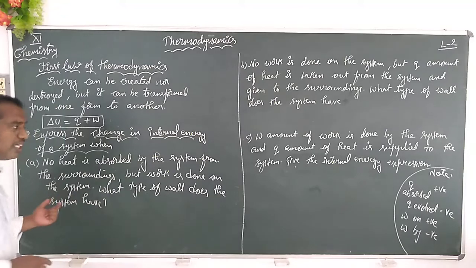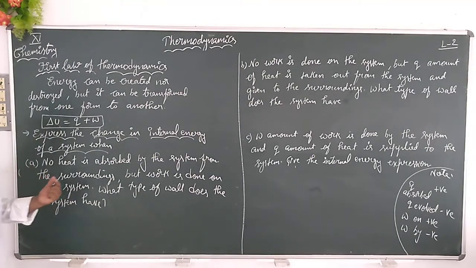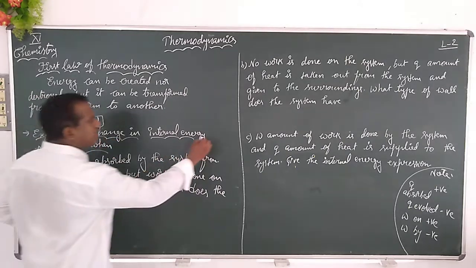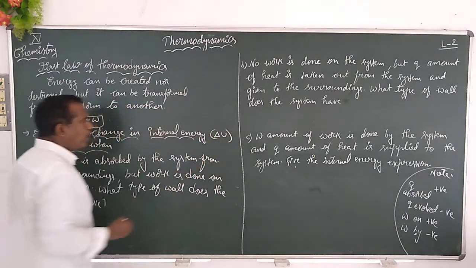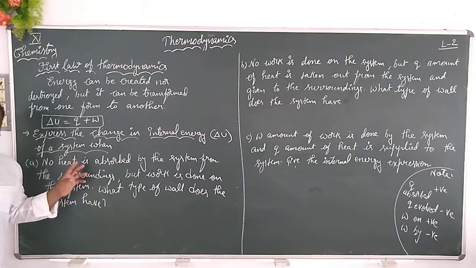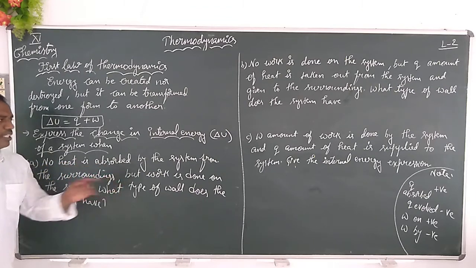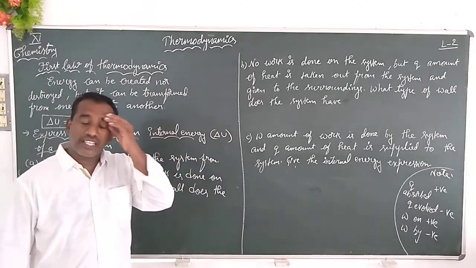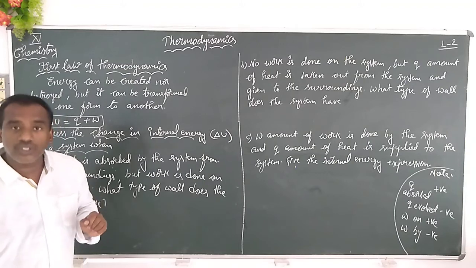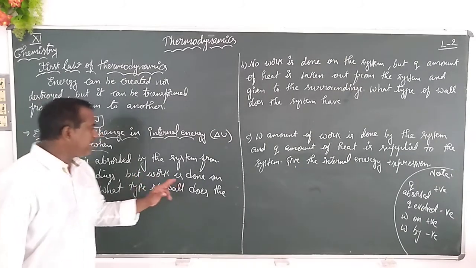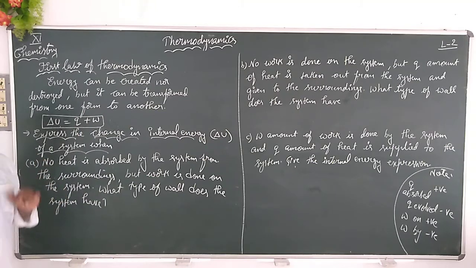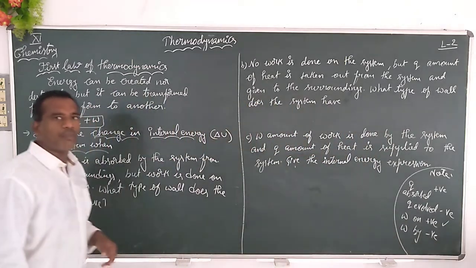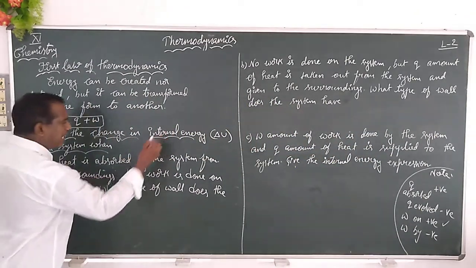Now we are continuing with the questions. Question number 1. For that, the concept is given: express the change in internal energy, delta U, of a system when no heat is absorbed by the system from the surroundings. When no heat is absorbed or evolved by the system or from the surroundings, we say it is an adiabatic process. You don't remember. But work is done on the system. How is the work done? Work is done on the system. When work is done on the system, what value will it be? It will be a positive value, speaking of the internal energy change.